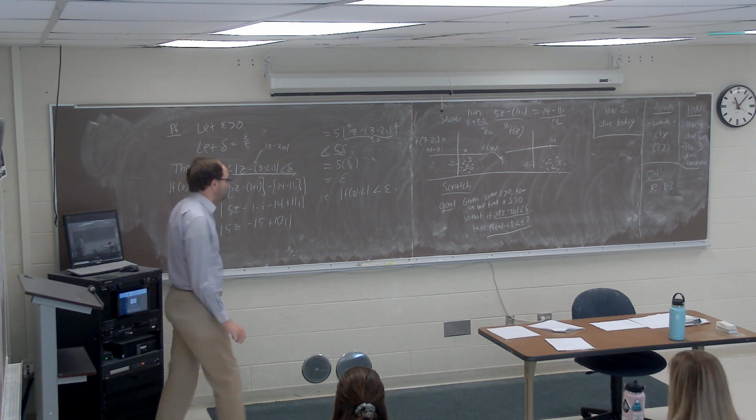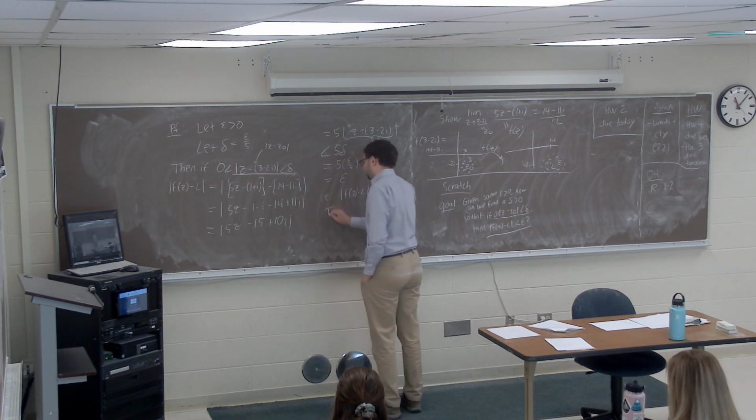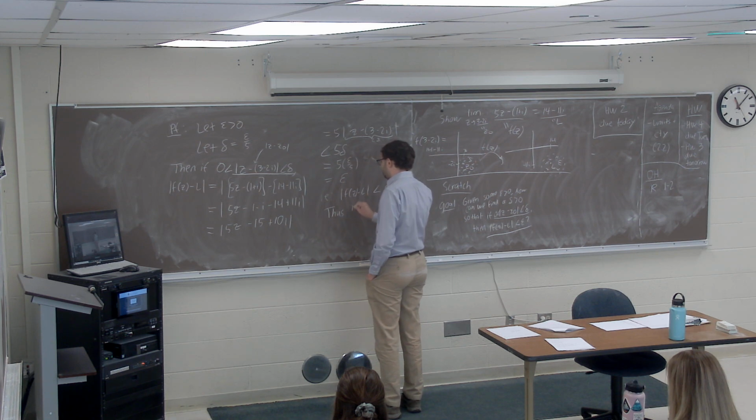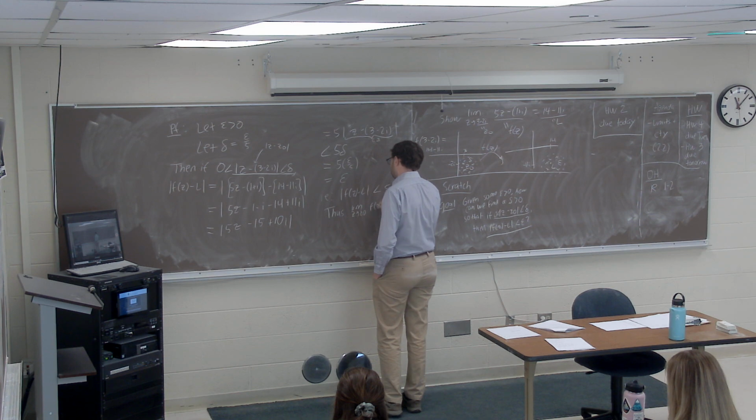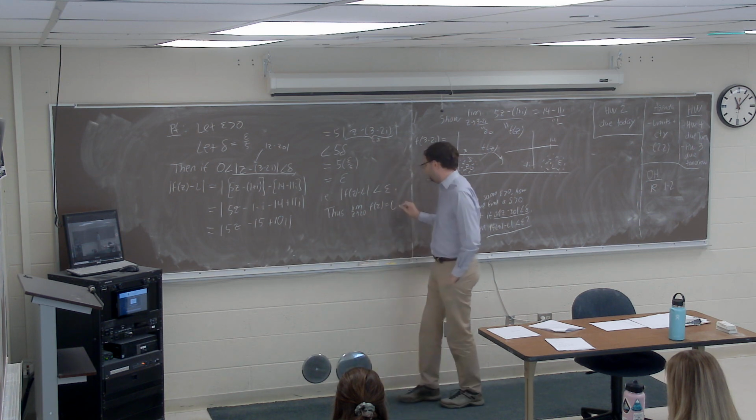And there we go, that's our proof. I guess we could wrap up by saying thus, the limit as z goes to z naught of f of z is in fact going to be equal to L.